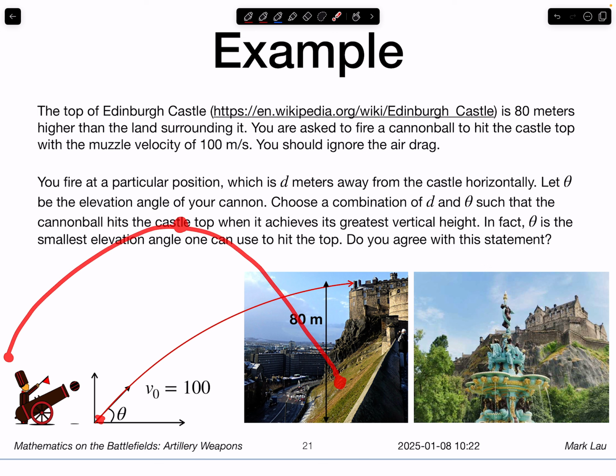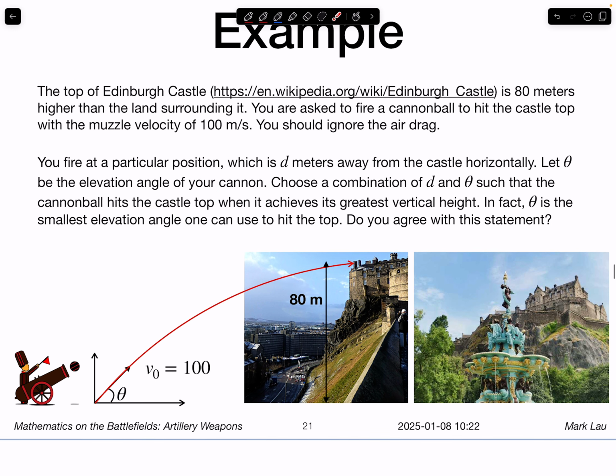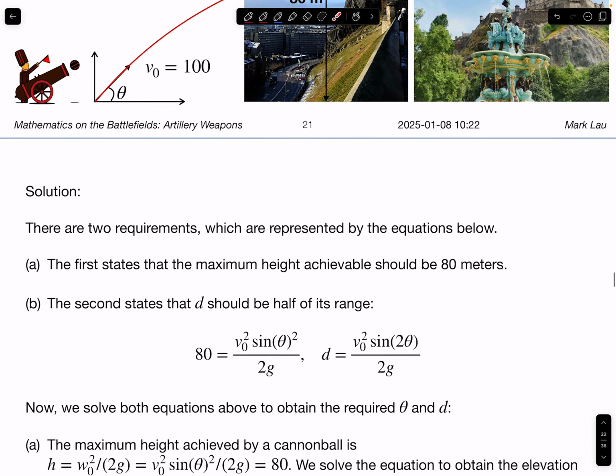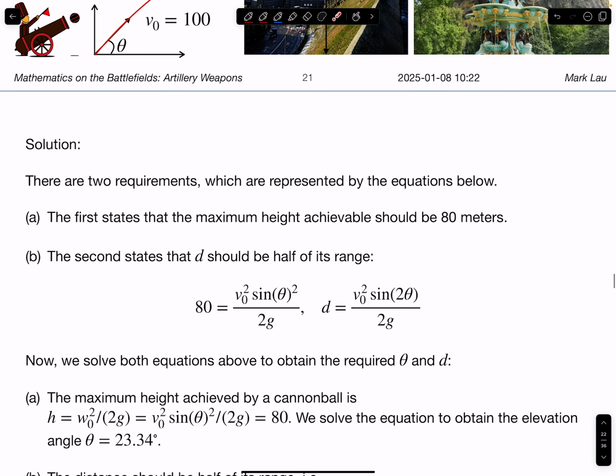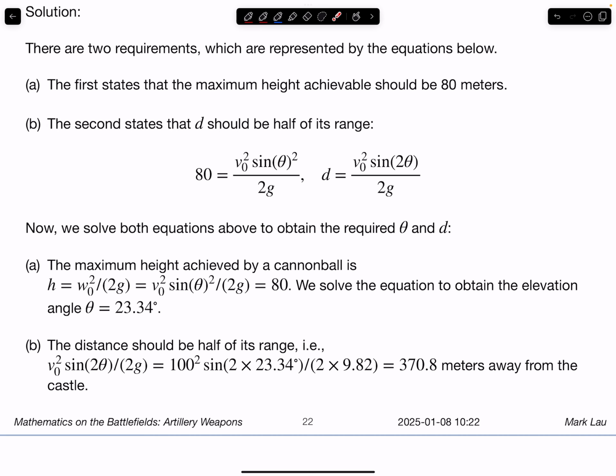So when the maximum height is reached, our cannonball should hit the castle. That's the target. So this should be the maximum point of our cannonball. And we need to find the combination of the range and the angle theta. In fact, theta is the smallest elevation angle. Okay, so the first states that the maximum height achievable should be 80 meters. Second states that d should be half of its range.